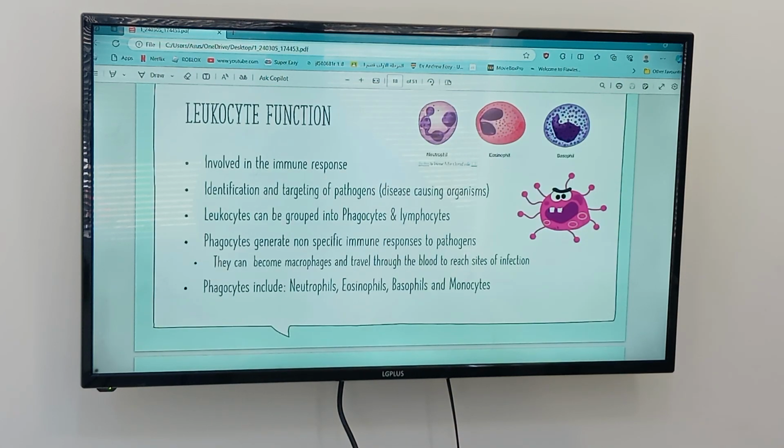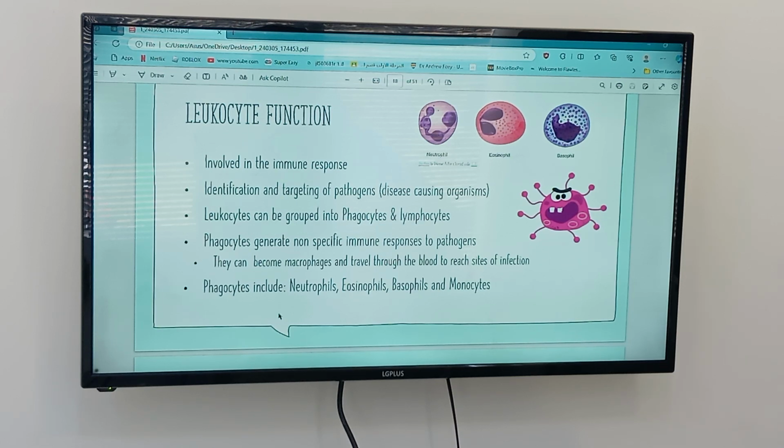We can go through the function of leukocytes. They are involved in the immune response and in the identification and targeting of pathogens, disease-causing organisms. Look, leukocytes have another function as phagocytic cells. We can call them phagocytic cells.